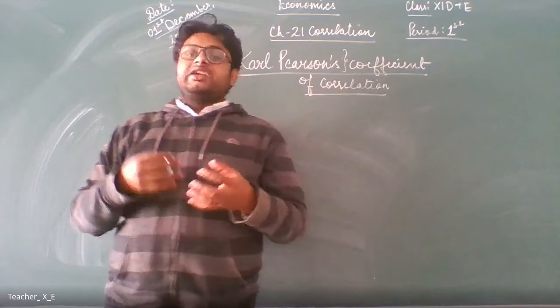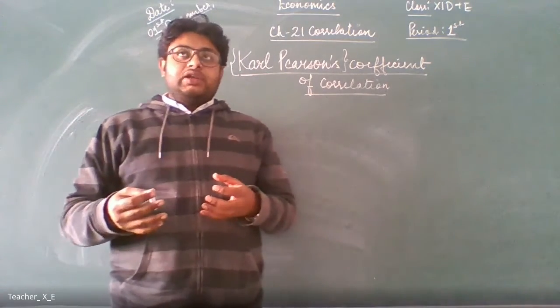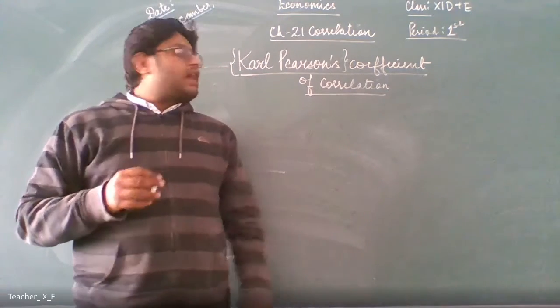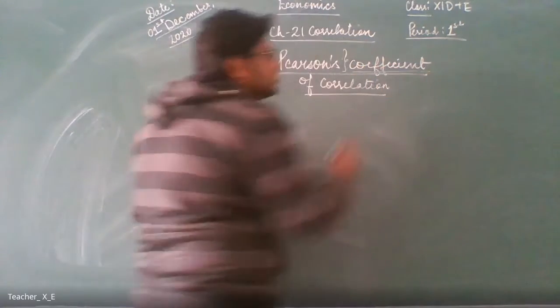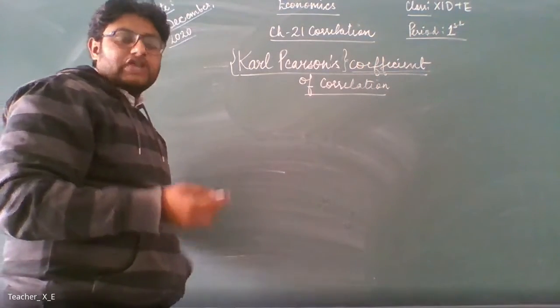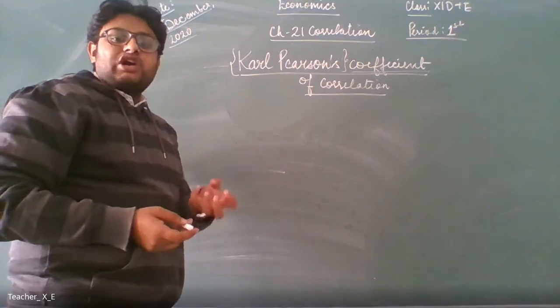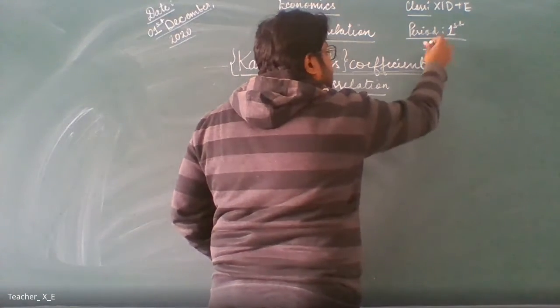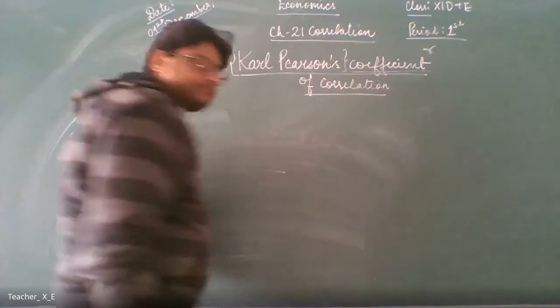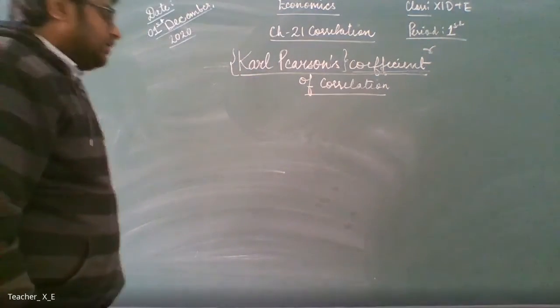Before, in the scatter diagram, we were not able to know the exact correlation. We just knew whether it is positive or negative. Now, Karl Pearson's coefficient is, you can say, a unit of correlation. Coefficient means a unit of correlation, and we show it with small r in this method.